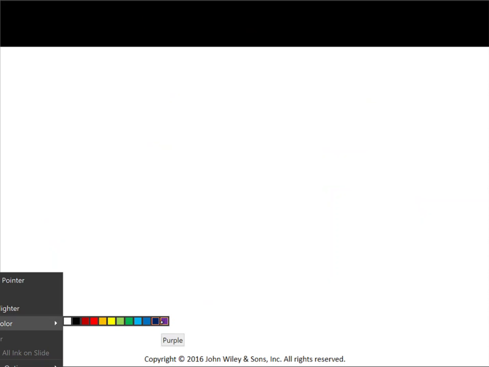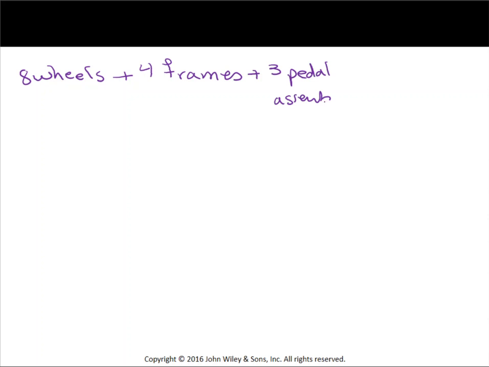So let's write this in a different way. We started with 8 wheels, and we had 4 frames, and 3 pedal assemblies. Our goal was to make bicycles. We want to know how many bicycles we could make.